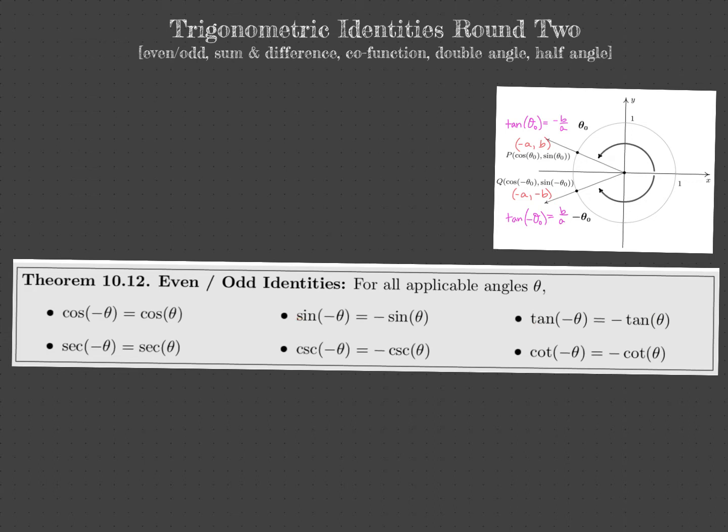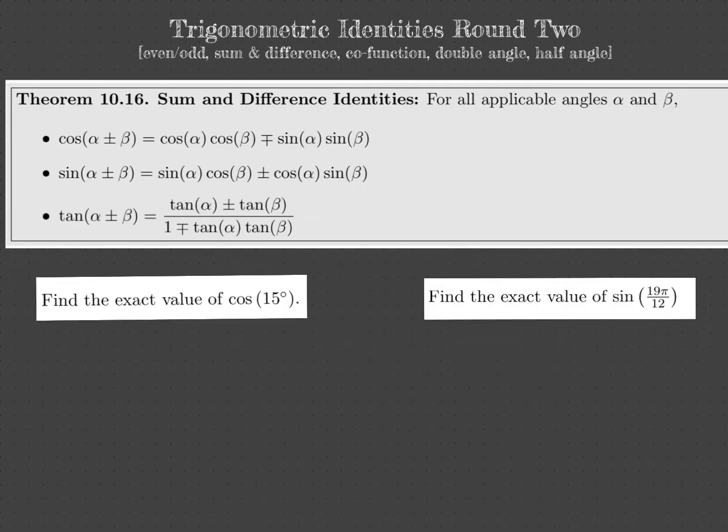Same with tangent. We can obviously always just look at our unit circle to confirm these, but it's showing that cosine and secant are even identities, where sine, cosecant, tangent, and cotangent are all odd identities. Our next identities are called the sum and difference identities, sometimes called the sum and difference formulas because they're basically formulas as well.